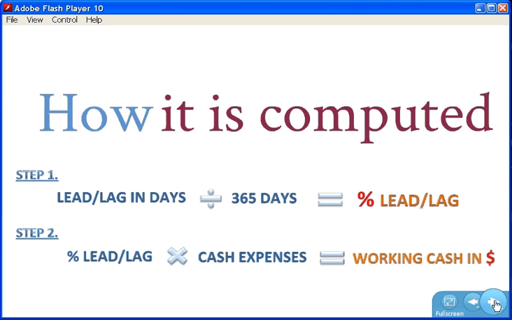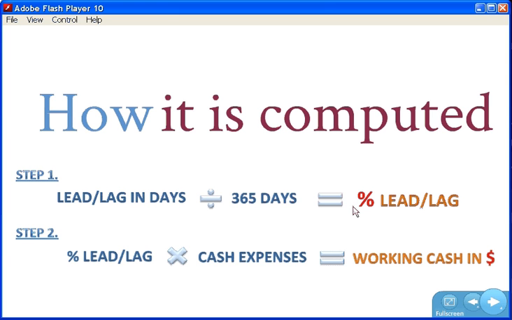But how is lead lag computed? Step one is what the lead lag study will provide you. With the revenue lag and the expense lead, one less the other, you basically get a lead lag in days. This divided by the number of days in the period, most likely 365 days, will give you a percentage of lead lag. That percentage is basically the amount of time you have to sustain your operations with your own funds.